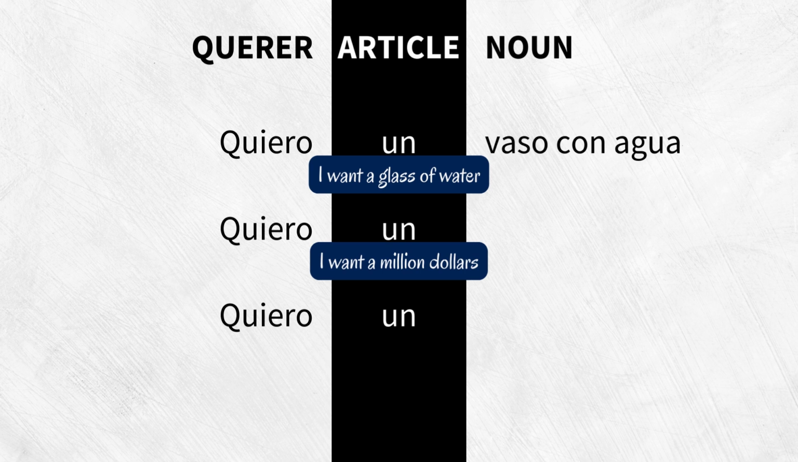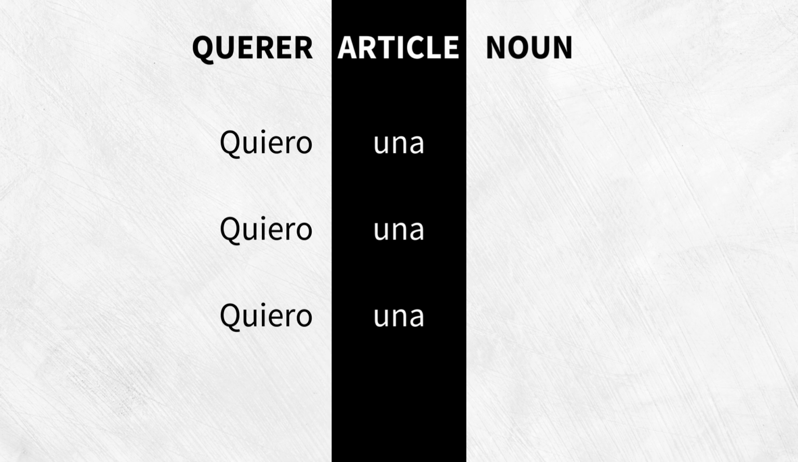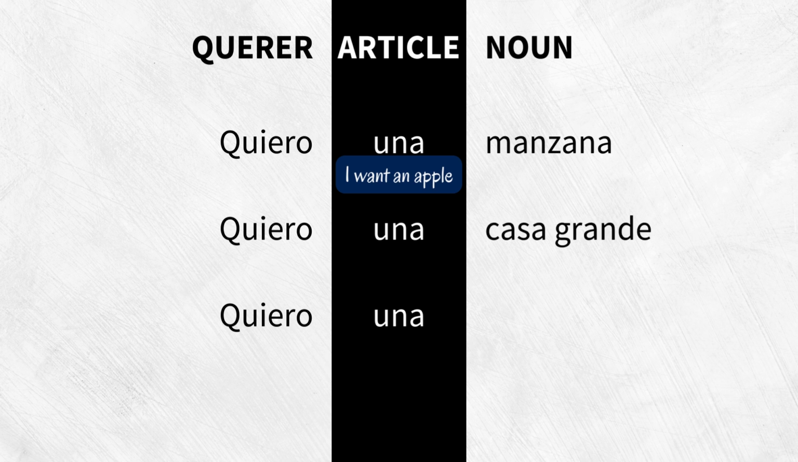Quiero un millón de dólares. I want $1 million. Quiero un carro nuevo. I want a new car. Quiero una manzana. I want an apple. Quiero una casa grande. I want a big house.